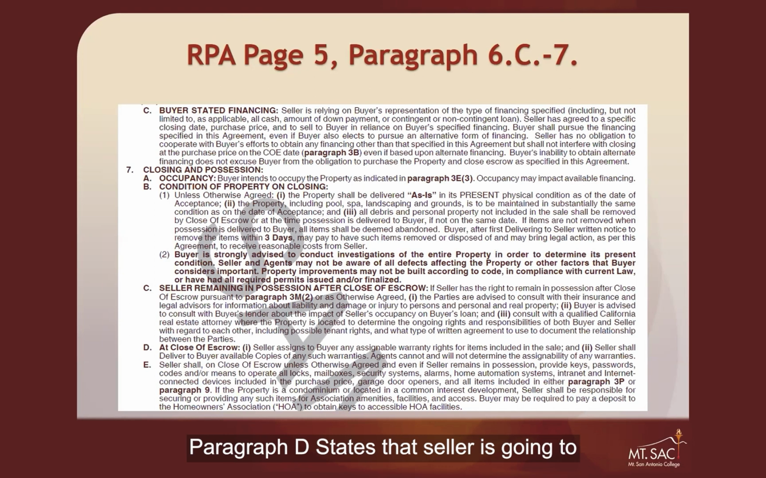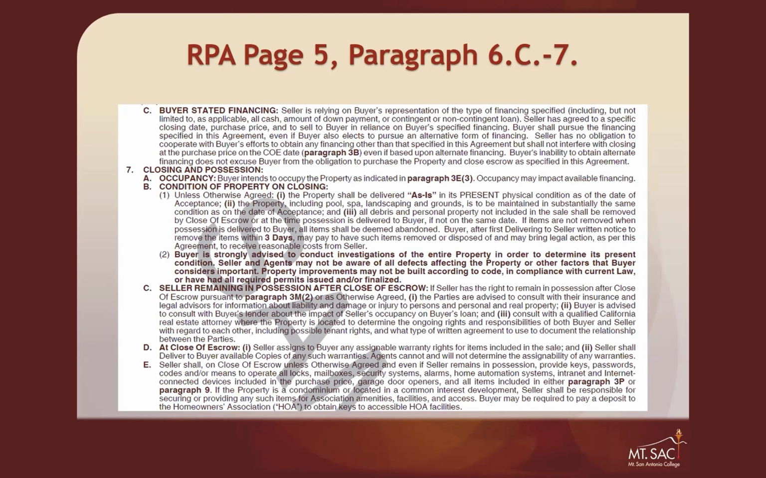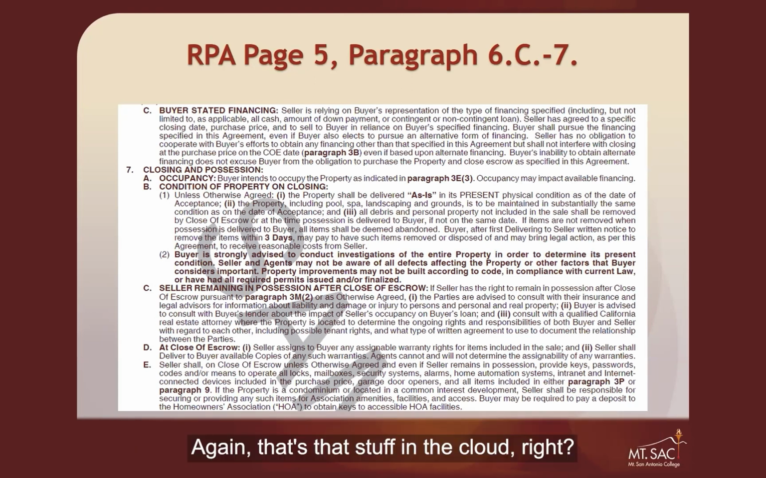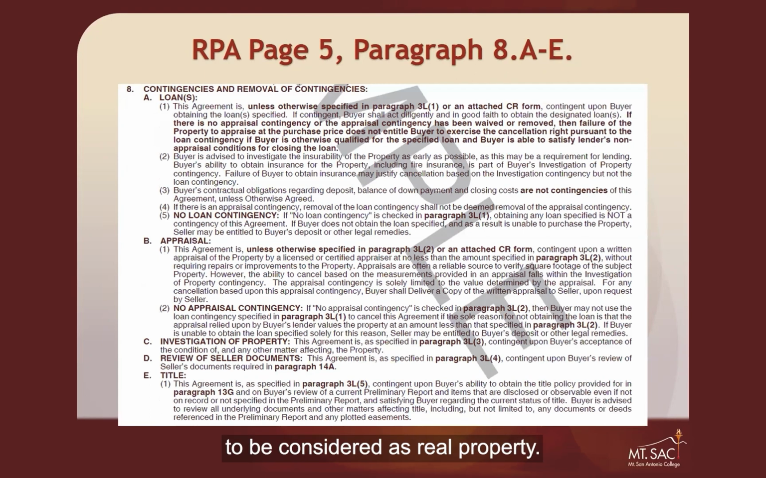Paragraph D states that seller is going to assign all assignable rights on the property, keys, access to home automation systems, internet connecting devices. Again, that's that stuff in the cloud, right? So you need to be able to operate your smart home. Well, you need the passwords to get in there to operate the smart home. Okay, so again, that is now going to be considered as real property.